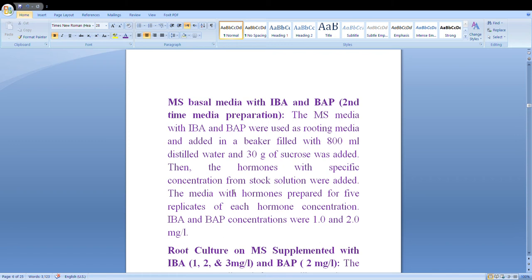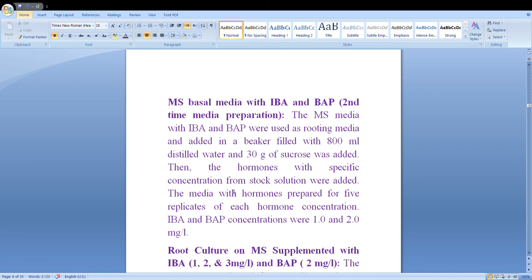So the MS media with IBA and BAP are used as rooting media and added in a beaker filled with 800 ml distilled water. 3 grams of sucrose was added, then the hormones of specified concentration from stock solution were added. The media with hormones was prepared for 5 replicates of each hormone concentration.